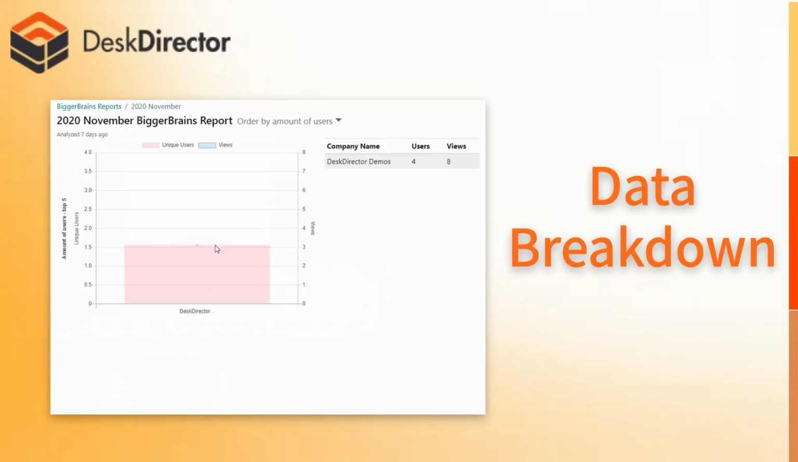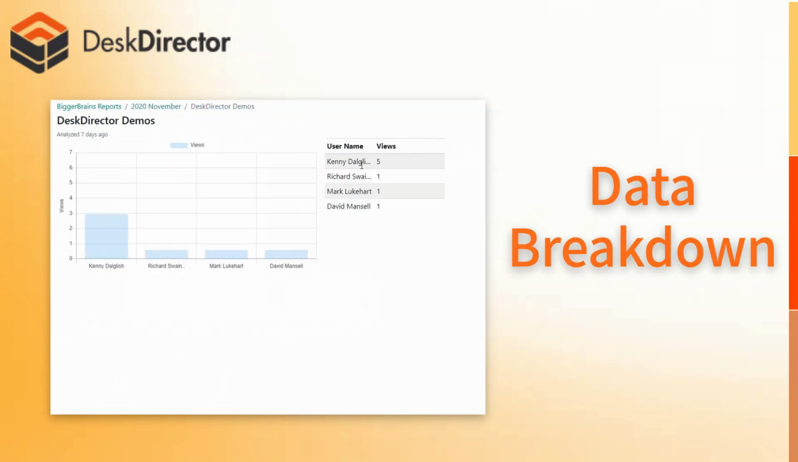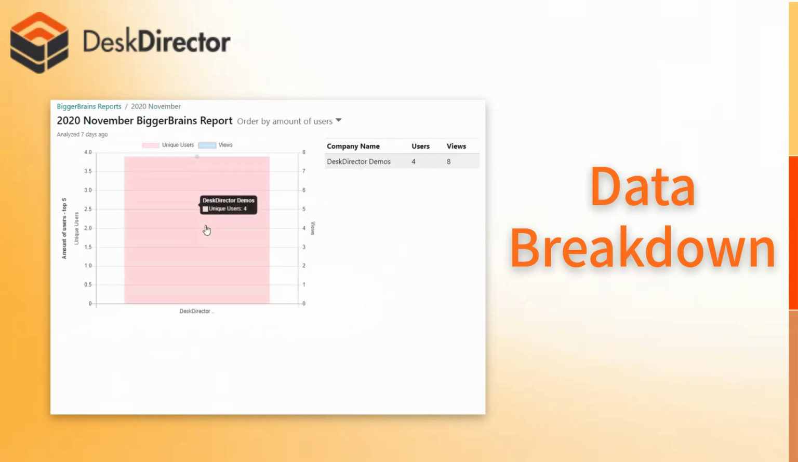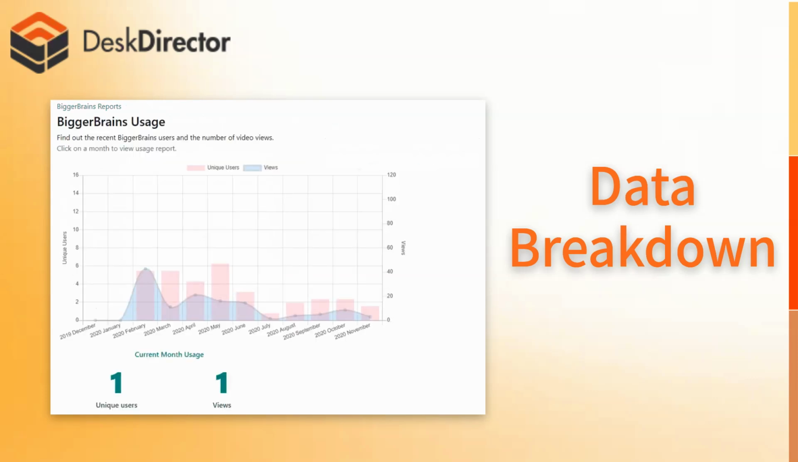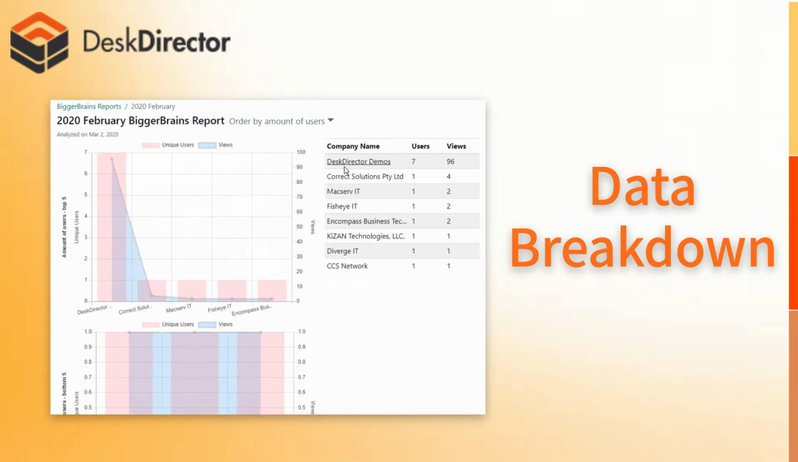Clicking on a bar for each month will break down the usage further, displaying a new graph and table showing which companies contributed to the activity. For months with higher usage involving more than 5 companies, 2 graphs will appear, one showing the top 5 companies and another showing the bottom 5 based on user activity.